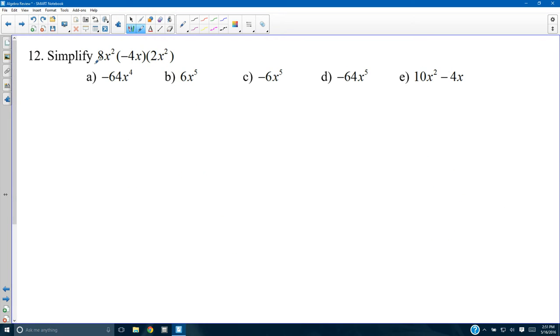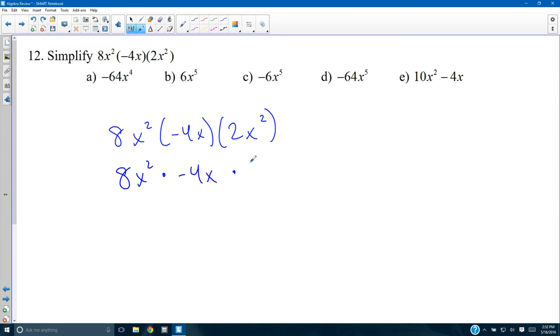Number 12, let's simplify this mumbo jumbo right here. You have some things in parentheses, no problem. What I'm going to do is rewrite this, and then rewrite it one more time with little dots right here. I think perception's everything, and when you write them all with dots, you say, oh, look, everything's multiplying with each other.